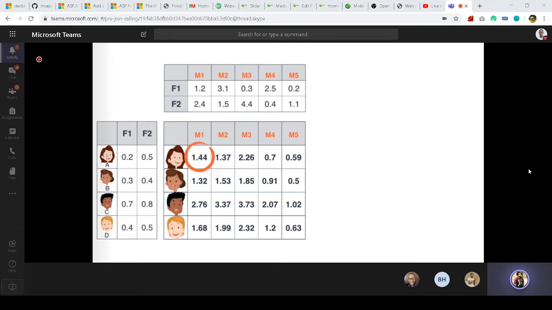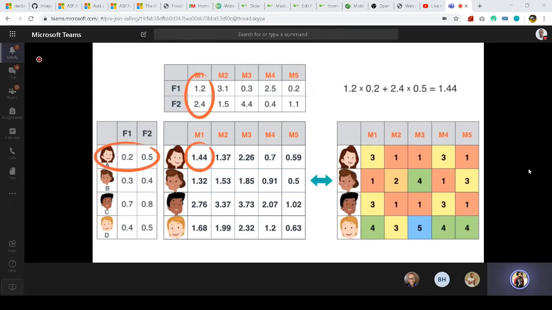So as we can see, for features 1 and 2, Anna has a garbage value of 0.2 and 0.5, and the garbage value of movie 1 is 1.2 and 2.4. If we multiply those to get the rating for Anna for movie 1, it's 0.2 into 1.2 and 0.5 into 2.4, which comes out to be 1.44. And if we go see our actual ratings, then we see that 1.44 is not very close to 3. So how do we close this gap between 3 and 1.44?